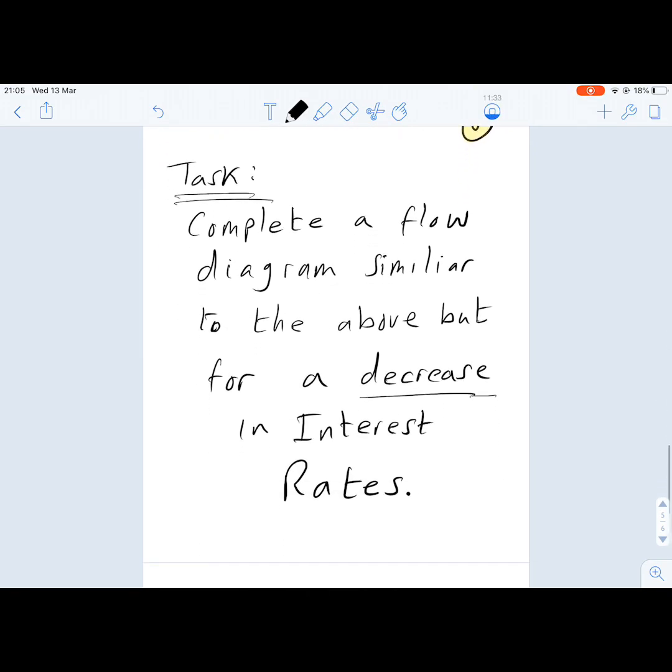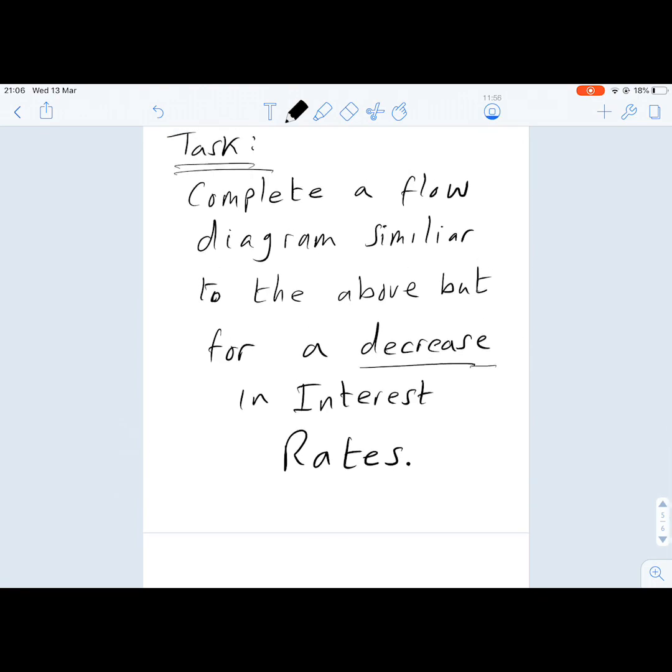So your task, what I would like you to do before next lesson, is to complete a flow diagram similar to the one that we've just looked at in this video, but now I want you to produce it for different scenarios that might occur if there is a decrease in interest rates. You must be prepared to show me this work at the start of our next lesson, which is on Monday, lesson 2.